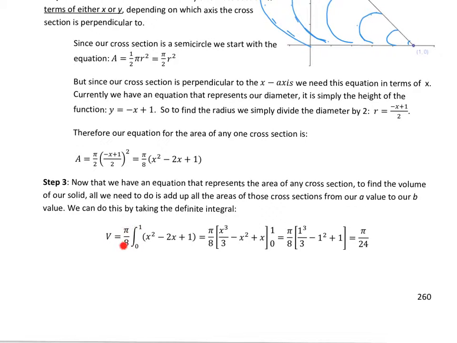I put the pi/8 out front because it's a constant, just a coefficient. And here's our function. We take the antiderivative of that, and we get this. And then we could just plug in our 1. Everything else, we don't really need to plug in the 0 because that's a 0, 0, 0. And so when we simplify, we get pi/24. Now, that's just kind of a walkthrough of a step-by-step of how you're going to do these problems.